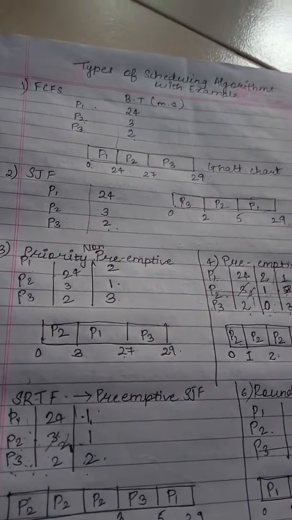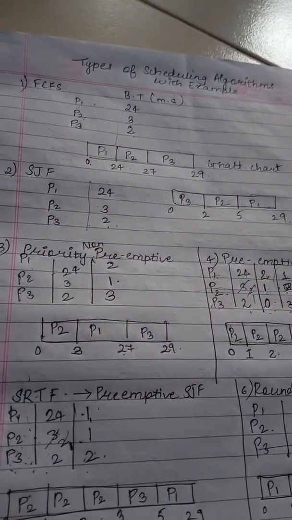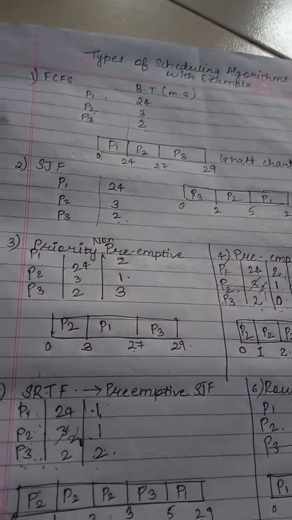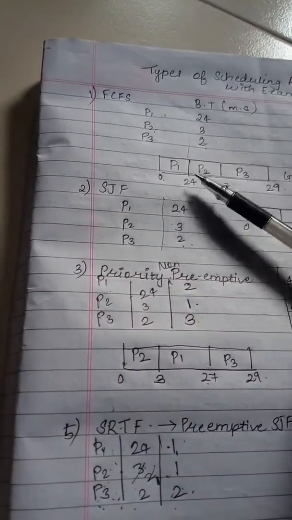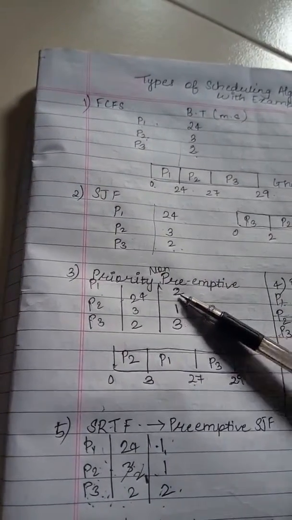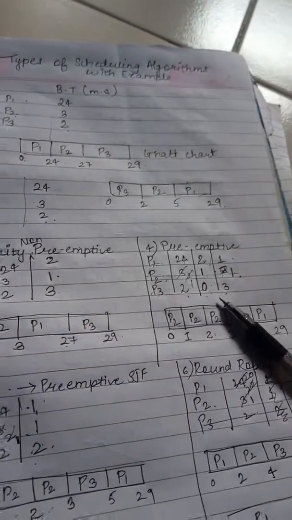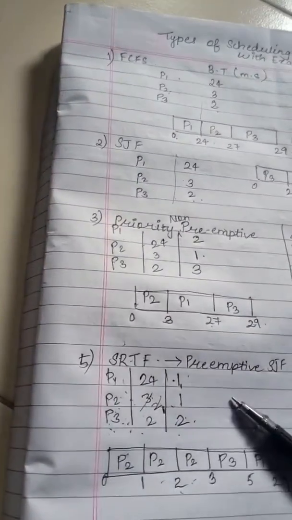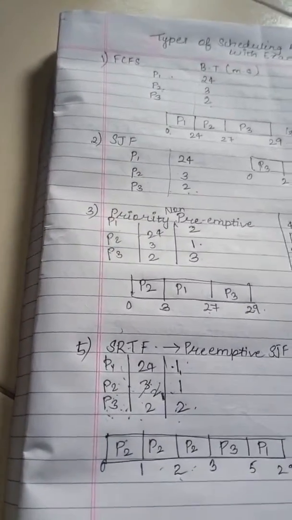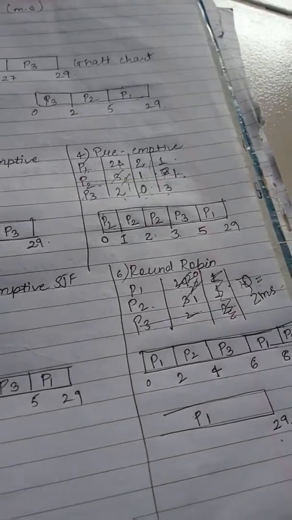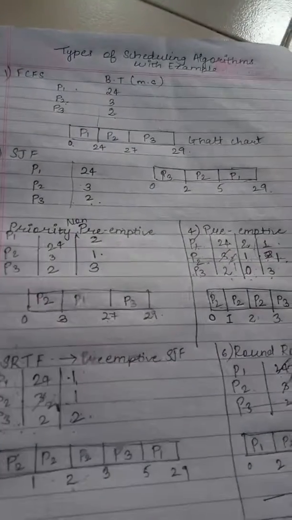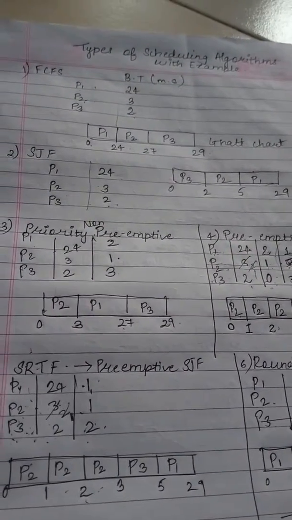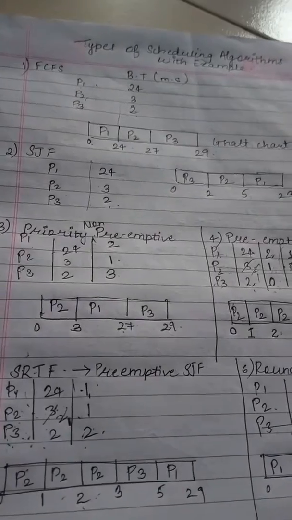I hope you all understood. So first is FCFS, second SJF, priority, non-preemptive, preemptive, SRTF, also known as preemptive SJF, and round robin scheduling algorithm. You have seen it with the help of all the examples. So I hope you all liked it and you understood.